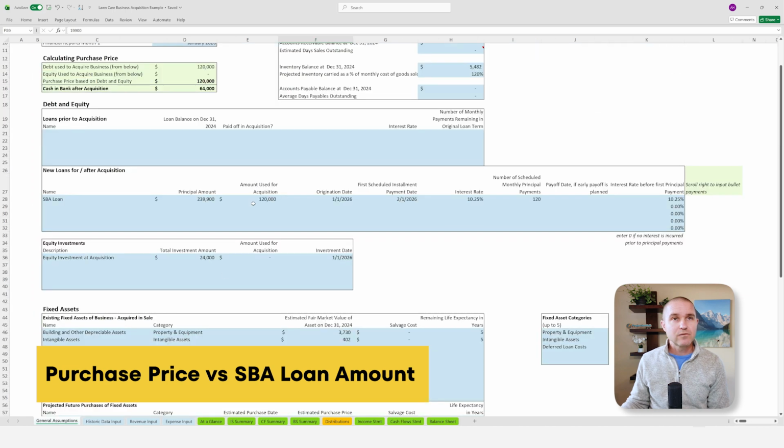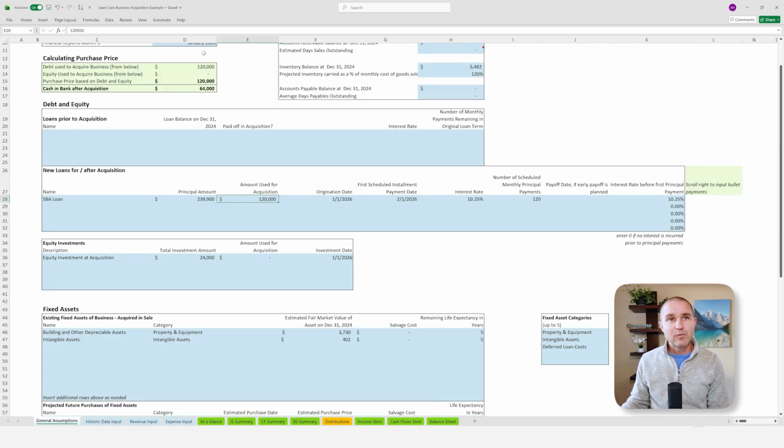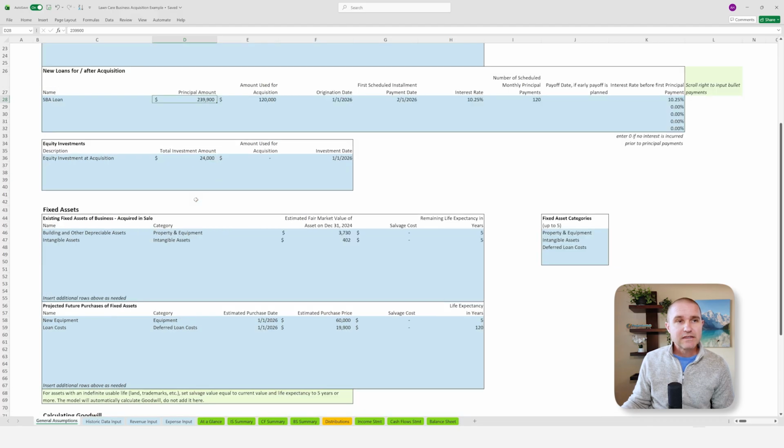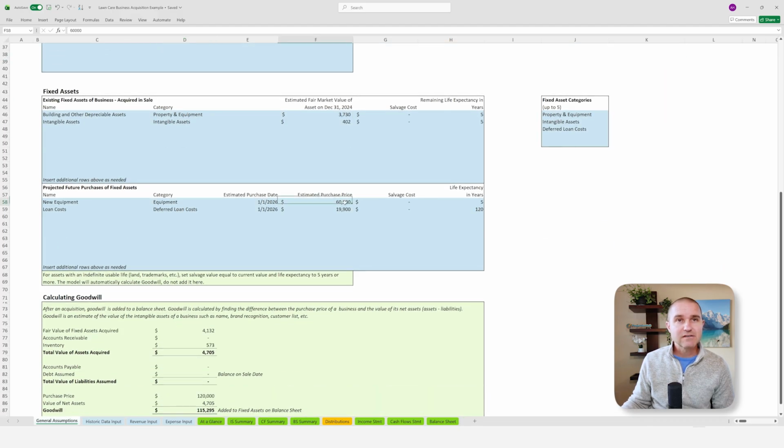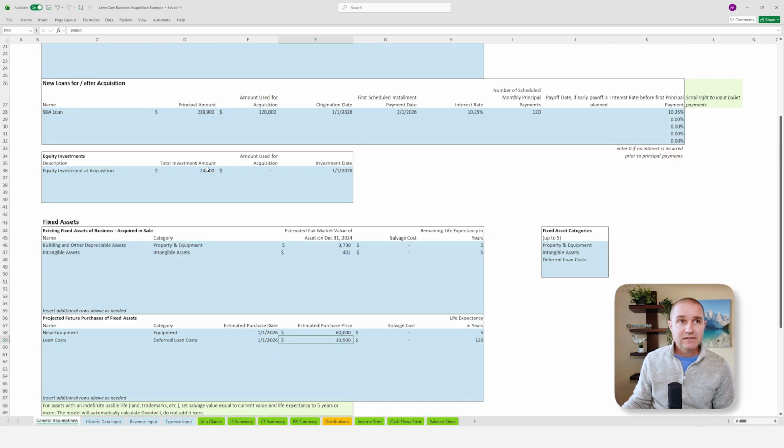So let's take a look here. The purchase price was $120,000, but we were looking for an SBA loan of $239,900, which is what they ultimately applied for. So like double. Why did they need that? Well, the new buyer wanted to buy some new equipment. The equipment from the seller was really run to the ground, and they needed some new equipment, plus they needed some working capital. What we can see here is we assumed $60,000 of new equipment, $19,900 in SBA loan closing costs and guarantee fees, and then a $24,000 equity injection.